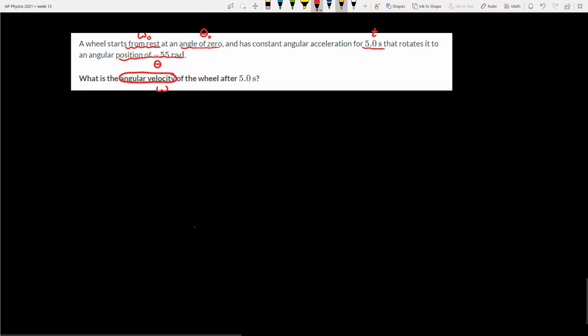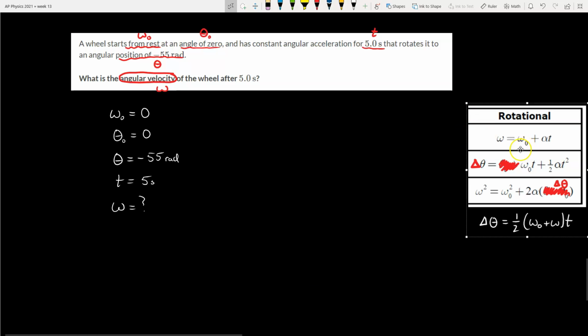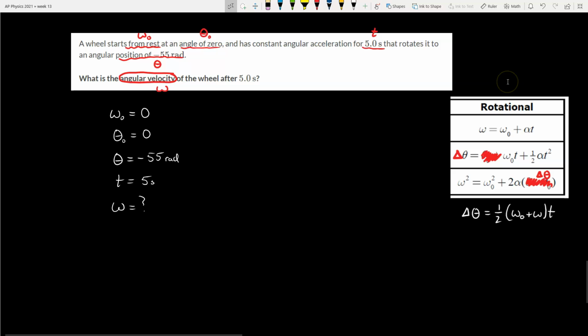So let's make our list of what we know. We don't know final angular velocity. That's what we're trying to solve for. And the one thing that is not given to us in any part of this problem is what the actual acceleration is. So when we're looking at our equations, we need to pick which equation we can use that does not have angular acceleration in any part of it. And so that would actually be this one right there.